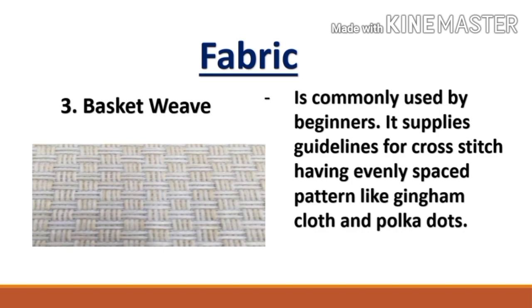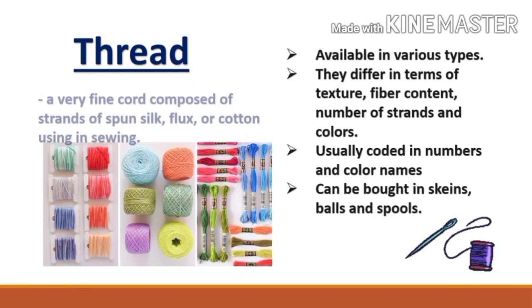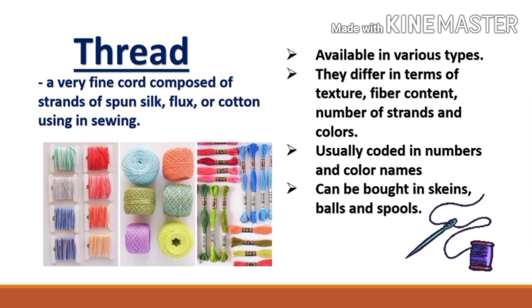Last and the other important material is thread. Thread is a very fine cord composed of strands of spun silk, flax, or cotton used in sewing. They are available in various types. They differ in terms of texture, fiber content, number of strands, and colors. They are usually coded in numbers and color names, and can be bought in skeins, balls, and spools.